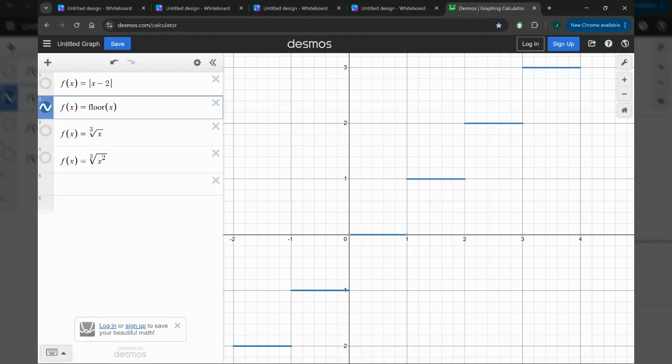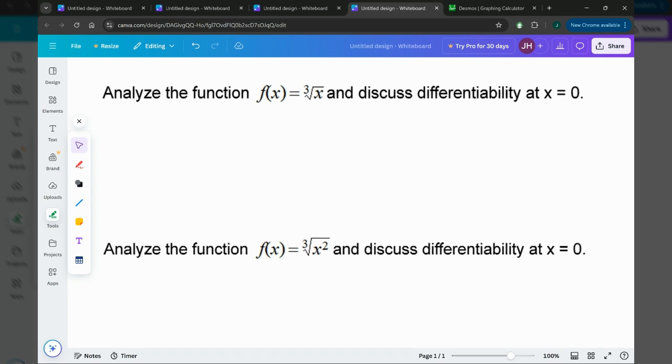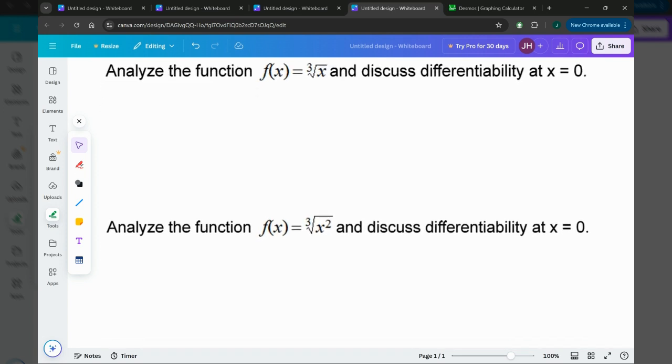We're going to do the cube root of x. Now, the cube root of x, we're going to take a look at the derivative at 0. I think all of you can pretty much tell at the cube root of x at 0 right there, that graph is going vertical. My guess is there's not going to be a derivative there, okay? So if I were to take this function and graph it at 0, it looks something like this.